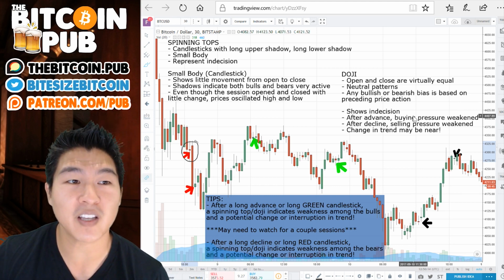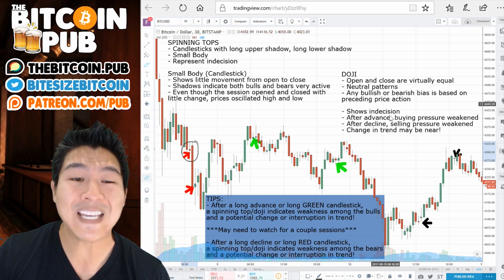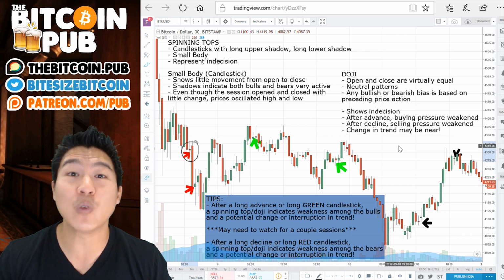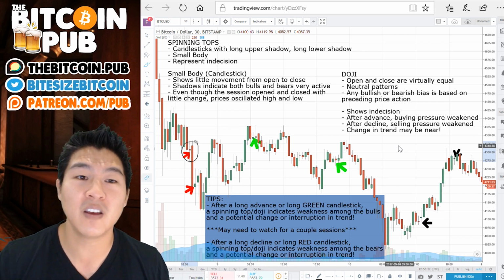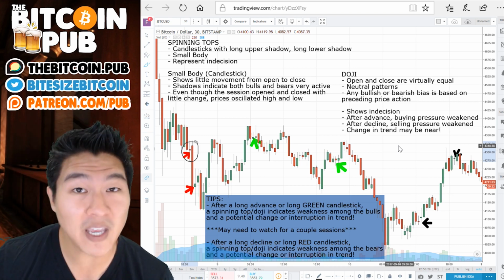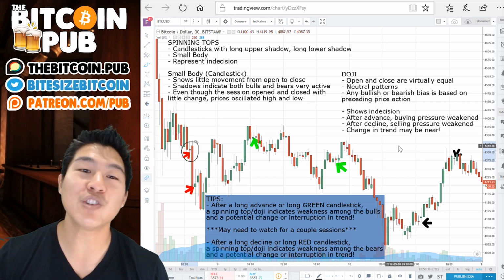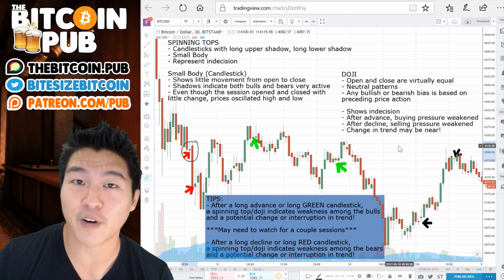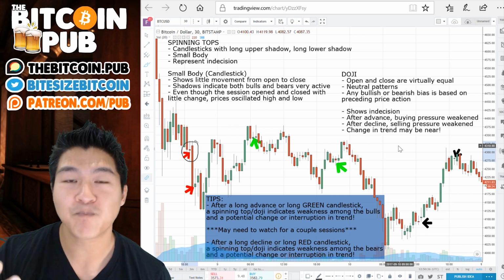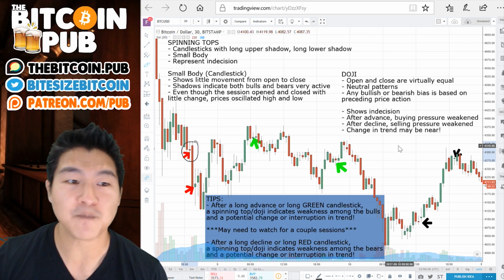Again, a doji, just like a spinning top, shows indecision. After an advance, buying pressure is weakened, and after a decline, selling pressure is weakened. What this may signal is that a change in the trend may be very, very close. So, what's the value of a spinning top, and what's the value of a doji?